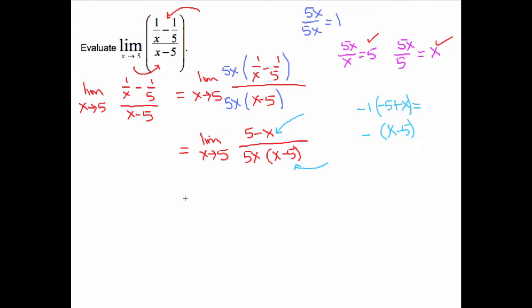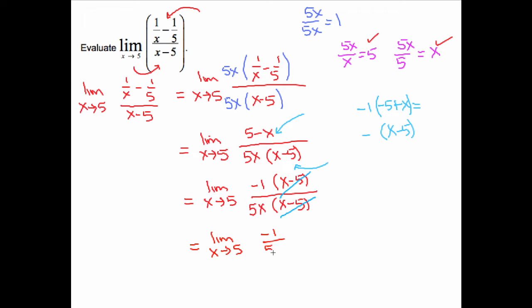I'll write the limit symbols again. The limit as x approaches 5, and in the numerator, I'll factor out that negative 1, which leaves me x minus 5. And in the denominator, I have 5x times x minus 5. Now I have that cancellation I was looking for. I can cancel the x minus 5 in the numerator and denominator. What does that leave me? It leaves me the limit as x approaches 5 of negative 1 over 5x.